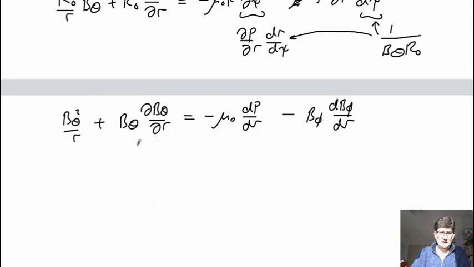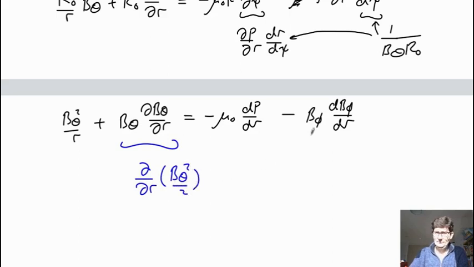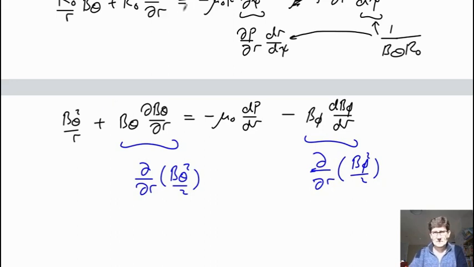So we can manipulate this a little bit, so you can take this term here, and that becomes, of course, d by dr of b theta squared over 2. And the same here, this is d by dr of b phi squared over 2. And so now we can group together the differentials in r. So we have magnetic fields, we have pressures here. And so we have an equation.